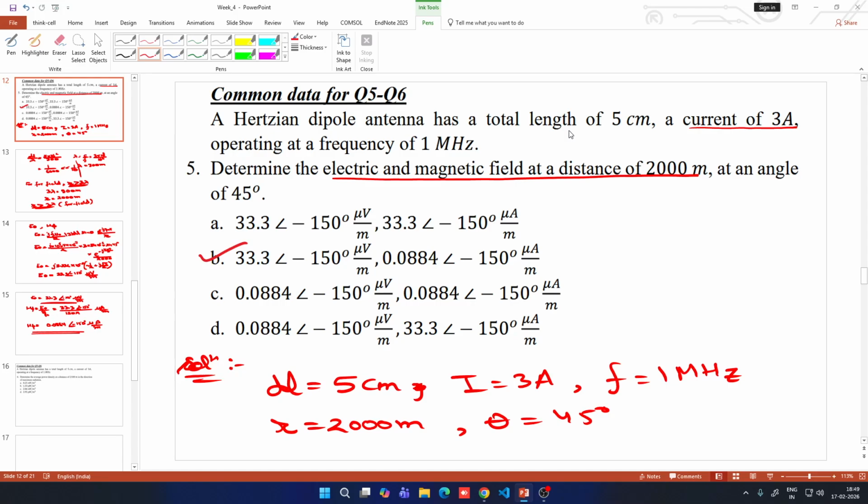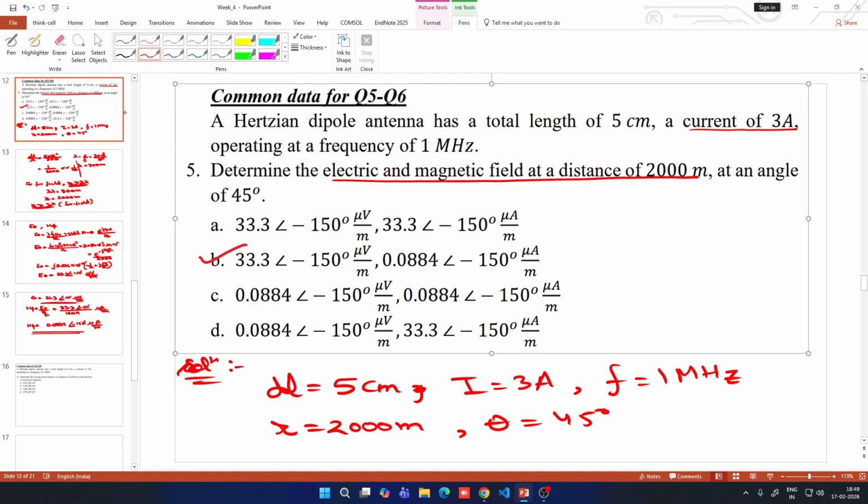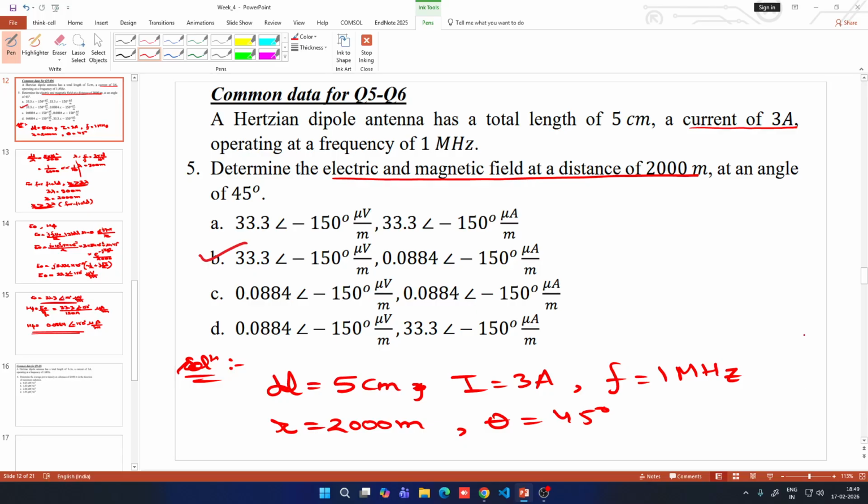So now we have to determine the electric and magnetic field at a distance of 2000 meters and at an angle. Let's say that current element was somewhere here. This is our current element, and at a distance r, which is 2 kilometers, at this point P, we have to find the E field and H field. The elevation angle theta is 45 degrees. So this is what we have to find out.